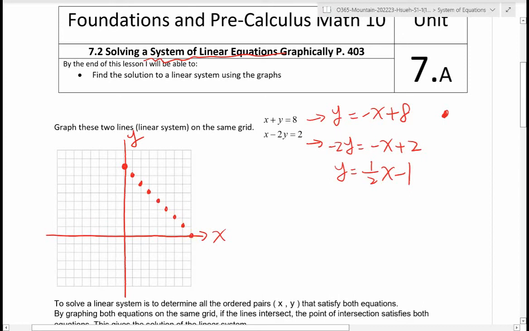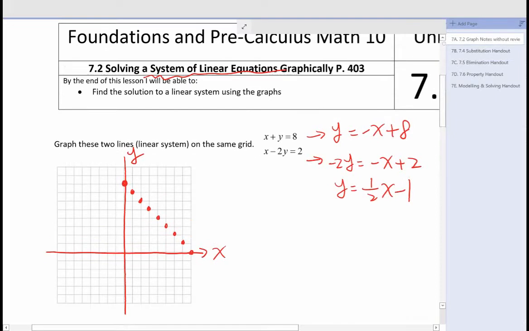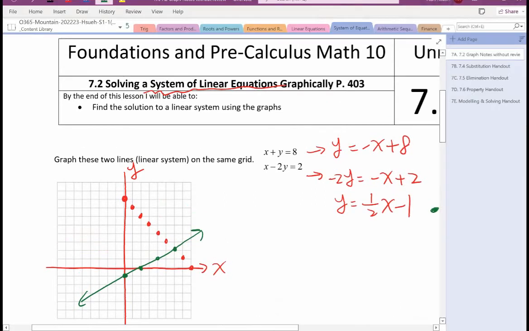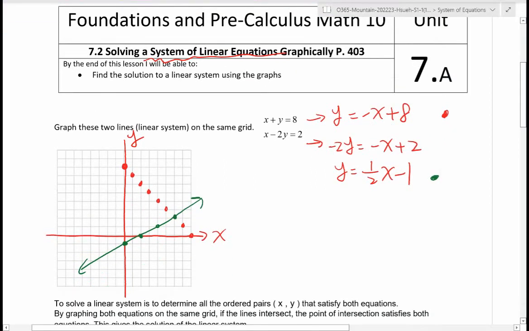And now for the second line, I will graph this one in green. The y-intercept is negative 1, and the slope is 1 over 2. So I'm going to go 1 up, 2 to the right, 1 up, 2 to the right, 1 up, 2 to the right. I forgot to join the points for the first line, but here we go. Here's my second line. For the first one, you should do it with a ruler, just to get the accuracy of your graph. There you go. That's the first line, and the green one is the second line. So there is the linear system on the same grid.